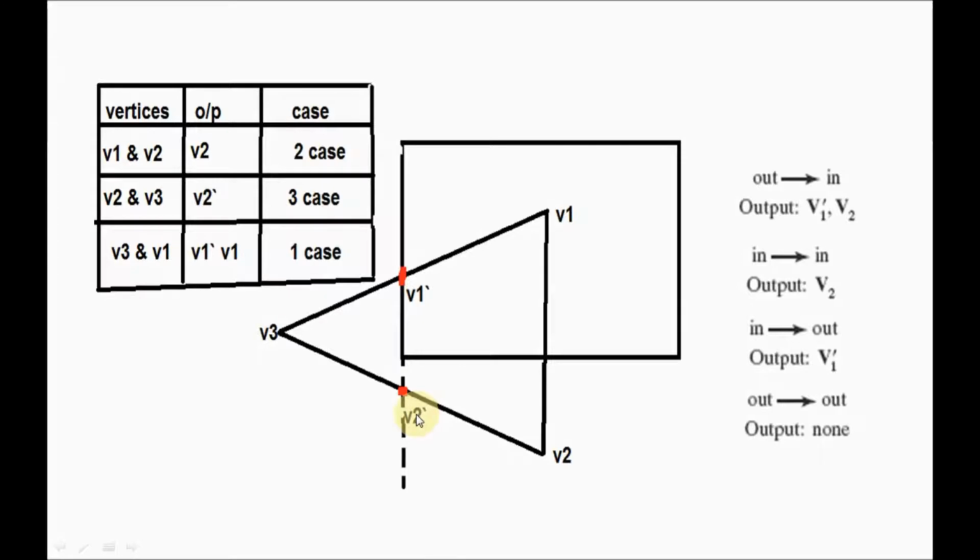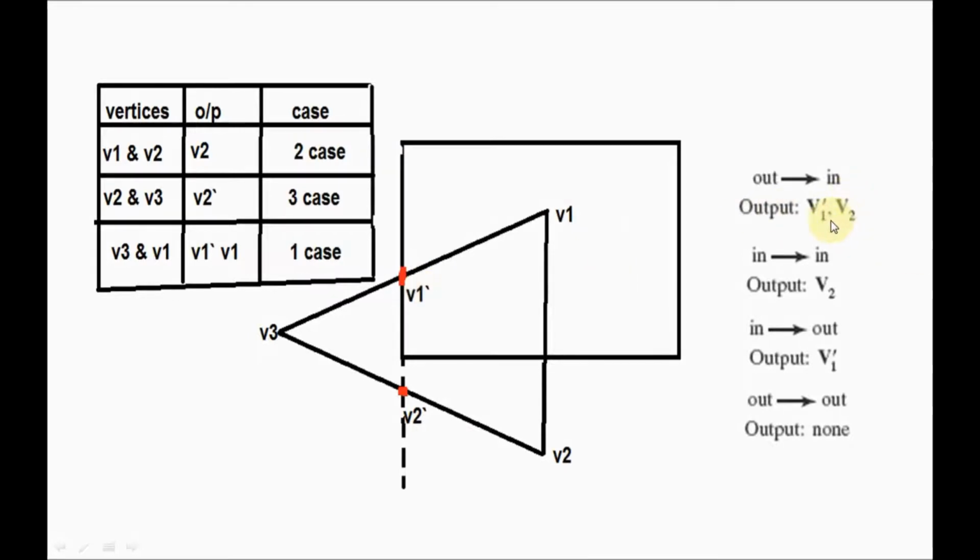Now what is the next edge? v3 v1 is the next edge. What type of movement can you observe here? From outside to inside. Outside to inside means first case. First case means what points do you have to consider? The intersection point and the second vertex. Here v1 dash is my intersection point, v1 is my second vertex. v3 is the first vertex, v1 is the second vertex, v1 dash is the intersection point.